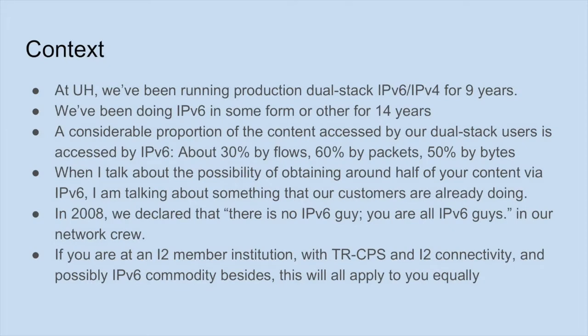So at UH, we've been running production dual stack for IPv6 and IPv4 for 9 years. We've been doing v6 in some form for 14 years. A considerable proportion of the content accessed by our dual stack users is accessed by IPv6: about 30% by flows, 60% by packets, 50% by bytes. When I talk about the possibility of obtaining around half of our content via IPv6, I'm talking about something that our customers are doing right now.